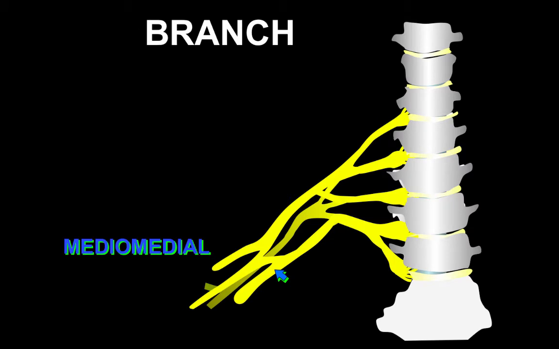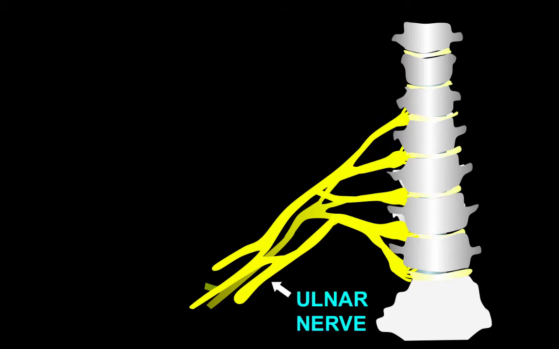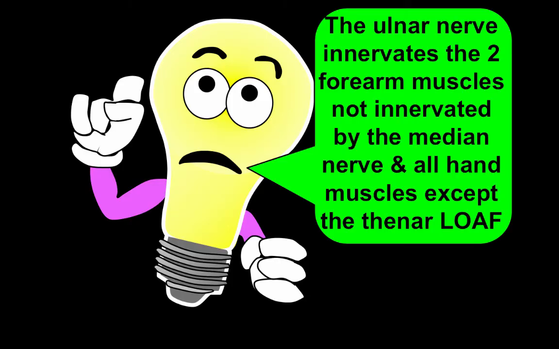Continuing with the distal brachial plexus nerve group, the medial branch of the medial cord becomes the ulnar nerve. In the forearm, the ulnar nerve innervates the two forearm muscles not innervated by the median nerve. These are the flexor carpi ulnaris and the segment of the flexor digitorum profundus to the fourth and fifth fingers. In the hand, the ulnar nerve innervates all muscles except the thenar LOAF muscles.